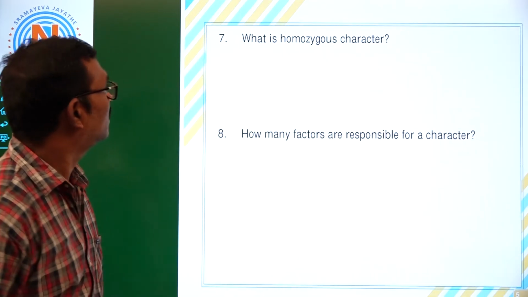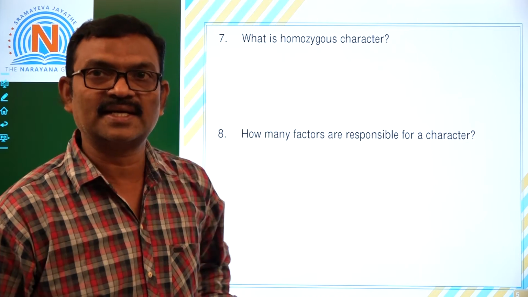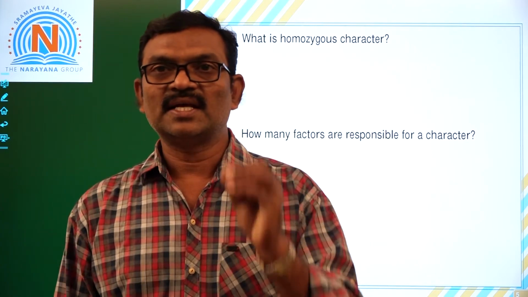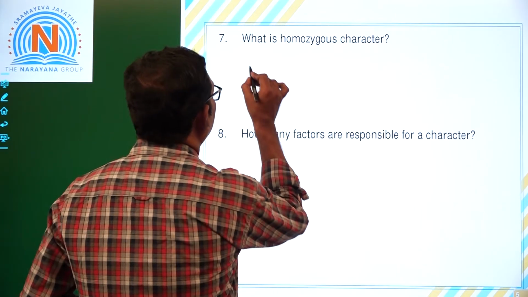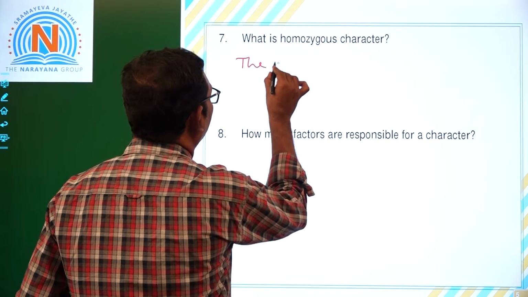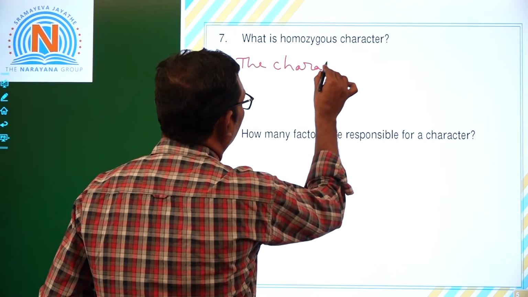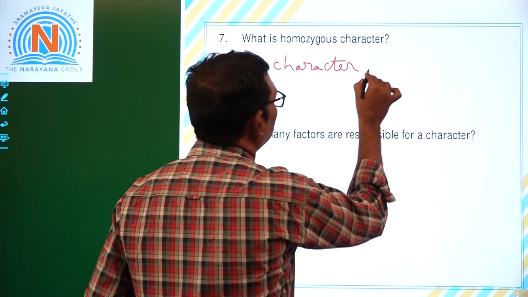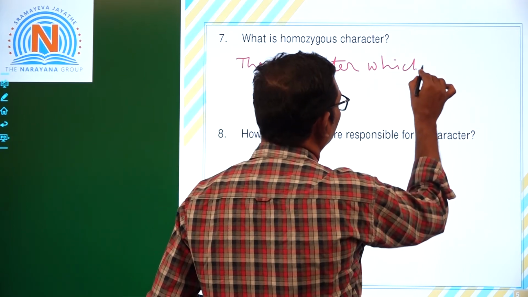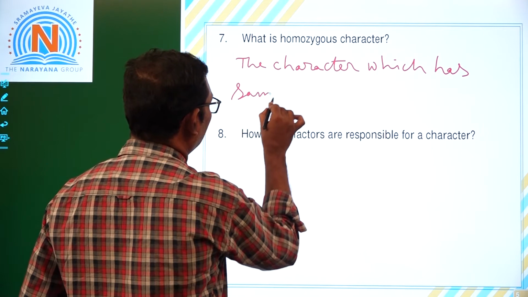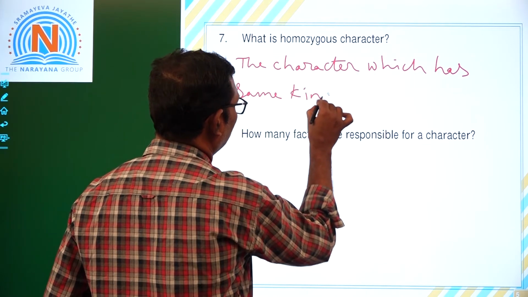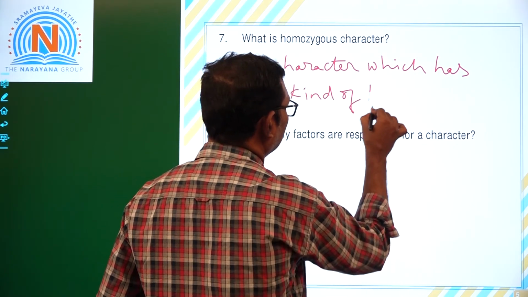Now, the seventh question. What is a homozygous character? The character which has the same type of or identical factors is called a homozygous character. The character which has the same kind of factors.